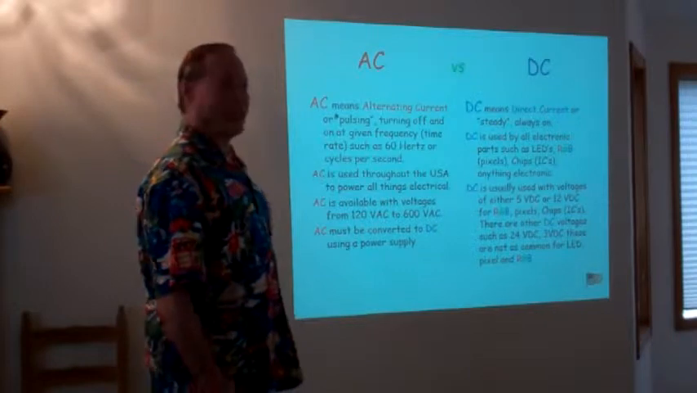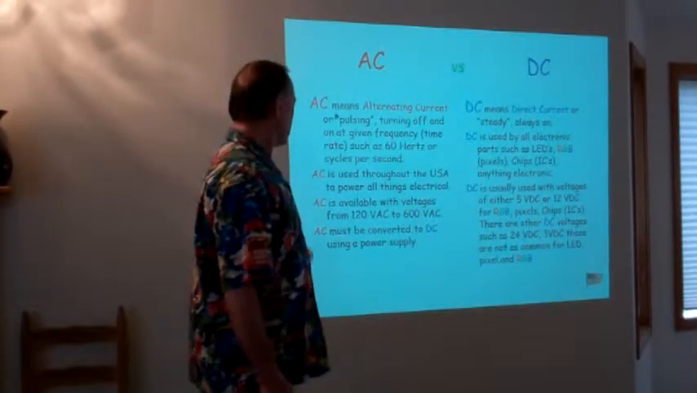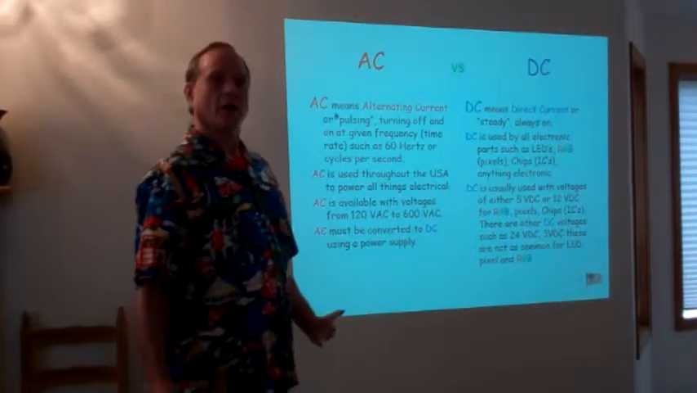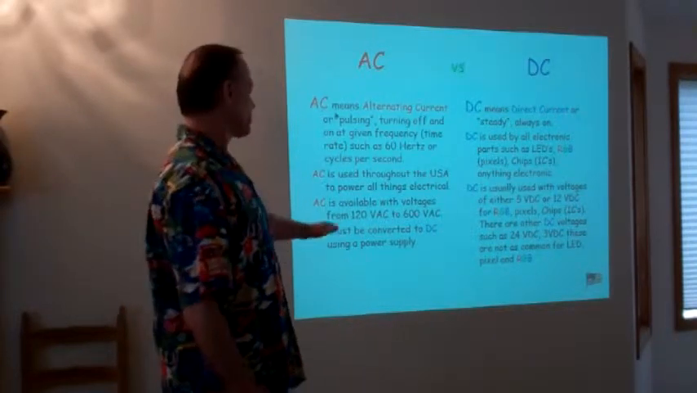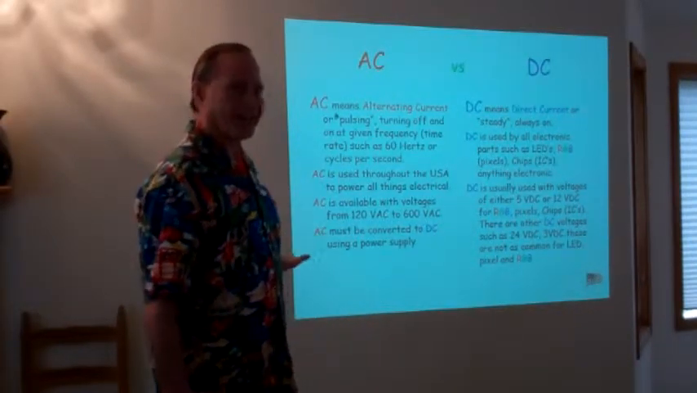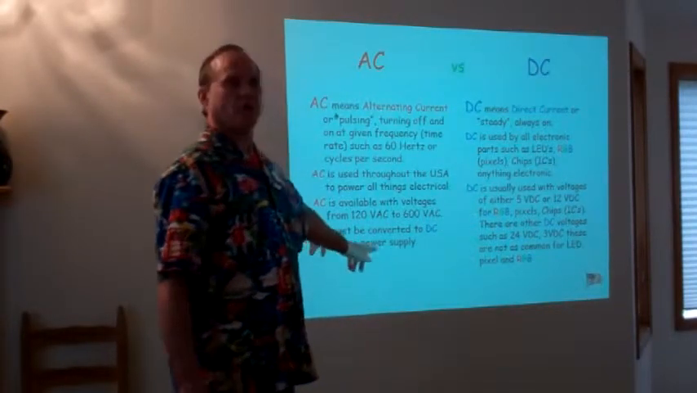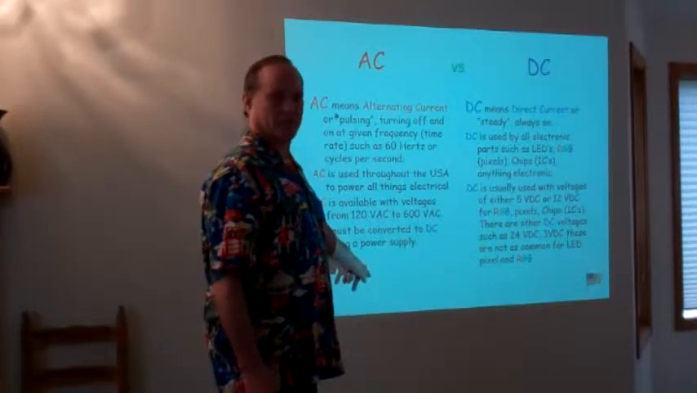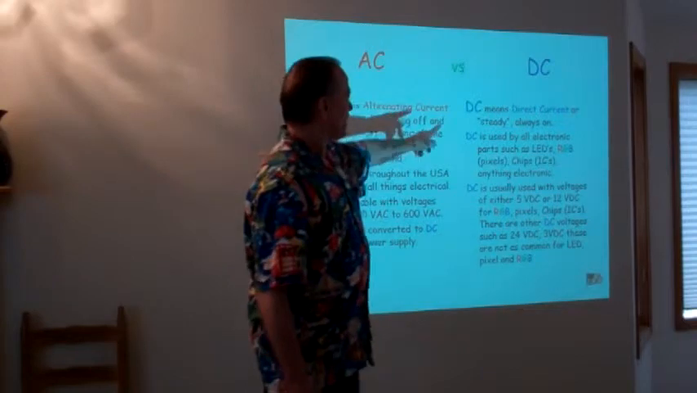AC, again, is used throughout the U.S. Primarily, we are the biggest users of alternating current. It's available in voltages from 120 volts up to as high as 600 volts. Typically, you can find it higher, but these are the normal levels. You can also find it lower as well. However, for us to utilize AC in our electronic circuits, we've got to convert it to DC. So let's take a look at what the DC conversion actually is.